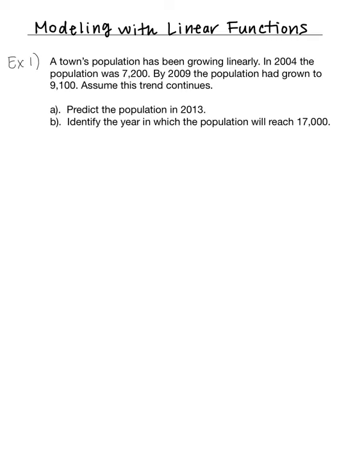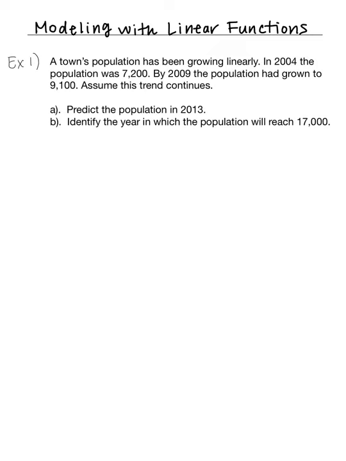It says, a town's population has been growing linearly. In 2004, the population was 7,200. By 2009, the population had grown to 9,100. Assume this trend continues. So here are the problems. Part A, predict the population in 2013. Second part is identify the year in which the population will reach 17,000. All right, we got this.